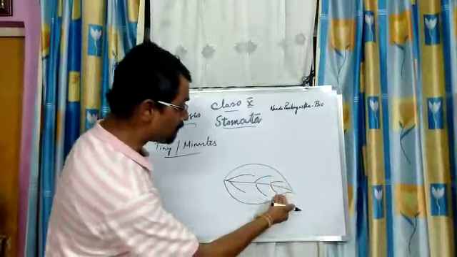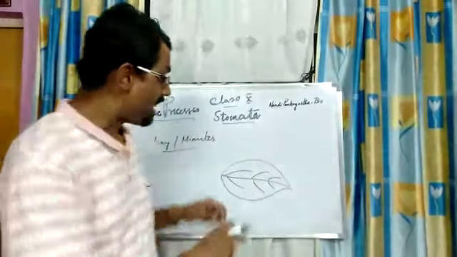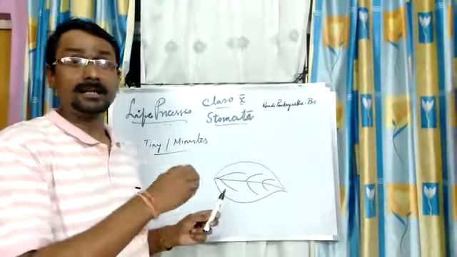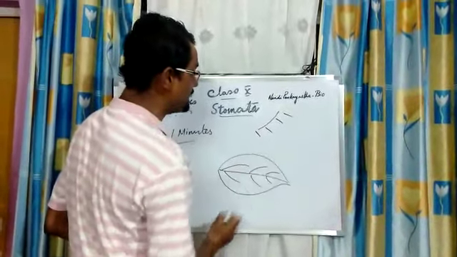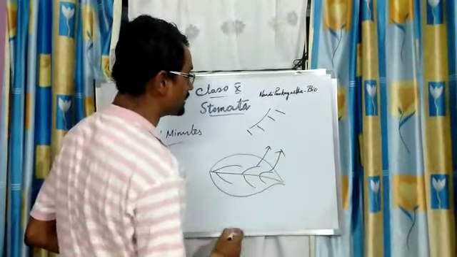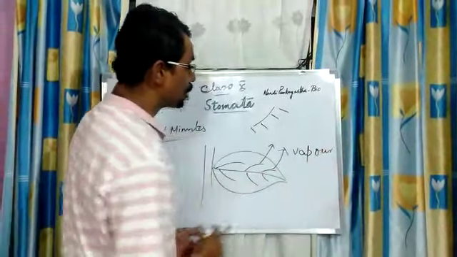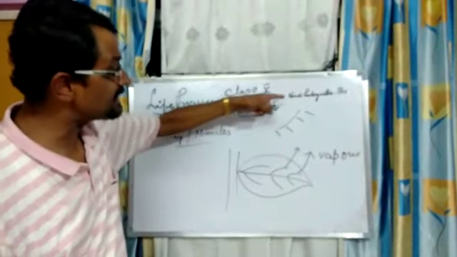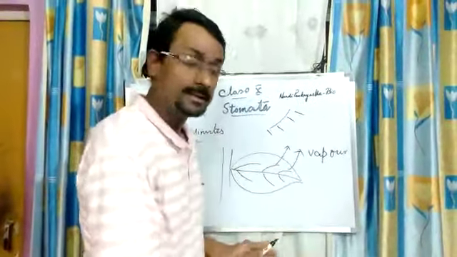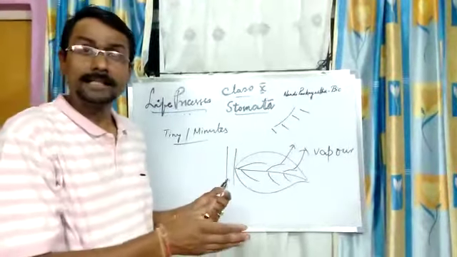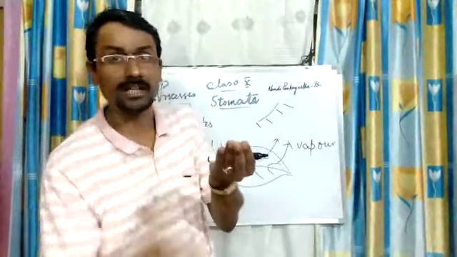But the number of stomata on the lower surface of the leaf is more than on the upper surface. Now the question is, why? Because the sun takes away water from the plant in the form of vapor. If the stomata face the sun, then all the water in the plant moves out, which is a problem for the plant. So the plants around us have stomata on the lower surface of the leaf.